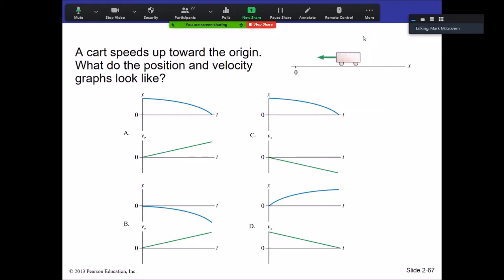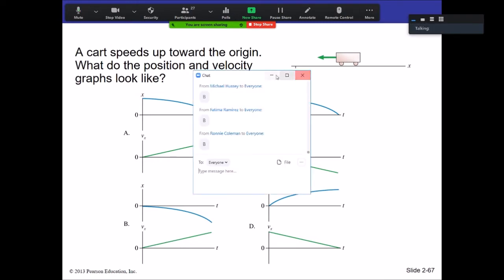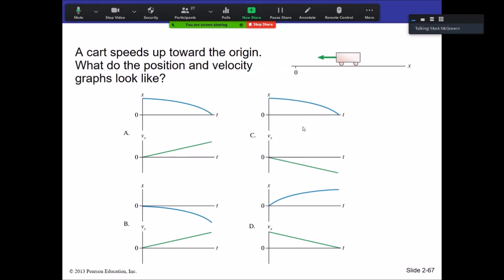So now, let me get rid of my things here. We have a very similar problem. Now we're moving to the left, and we're speeding up. So again, try to pick the correct position and velocity graphs. All right. Got a few people coming in with B. Well, let's just see about that.